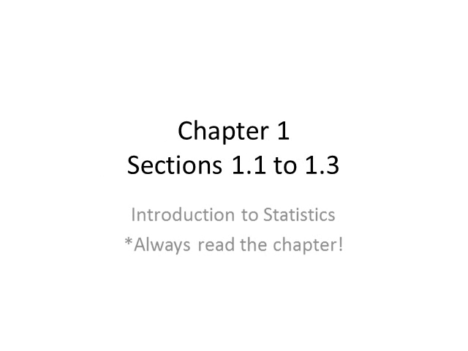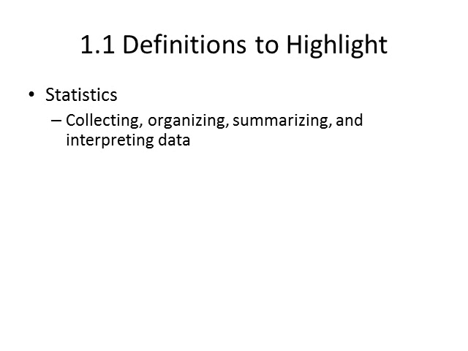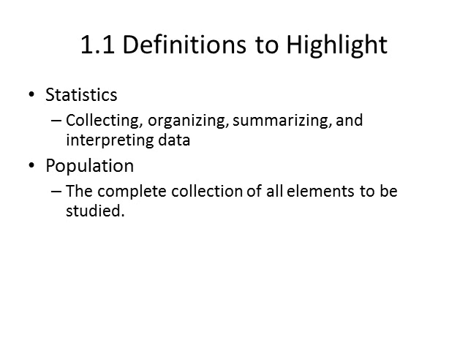Welcome to Statistics. This is the very first lesson for the unit, and in this chapter we'll just be looking at some important vocabulary and definitions to highlight, and we'll also focus on the difference between a sample and a population. Here are some definitions. First, statistics is the collection, organization, summarization, and interpretation of data. A population is the complete collection of all elements to be studied, whereas a sample is part of the population.